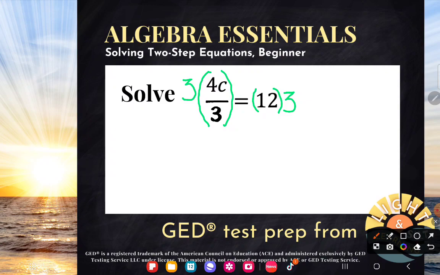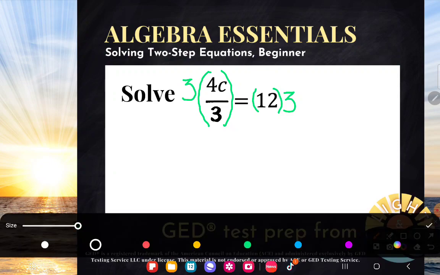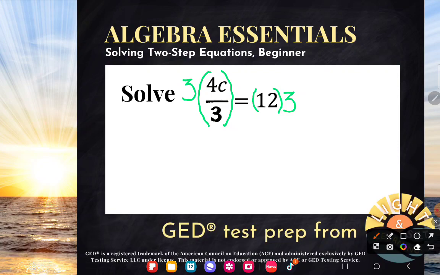Now, since I've done the same thing to both sides, the new equation will be equivalent to the last one. Dividing by 3 is the opposite of multiplying by 3, so those two things will cancel, and all I'll be left with on the left-hand side is 4c. On the right-hand side, 12 times 3, that's 36.